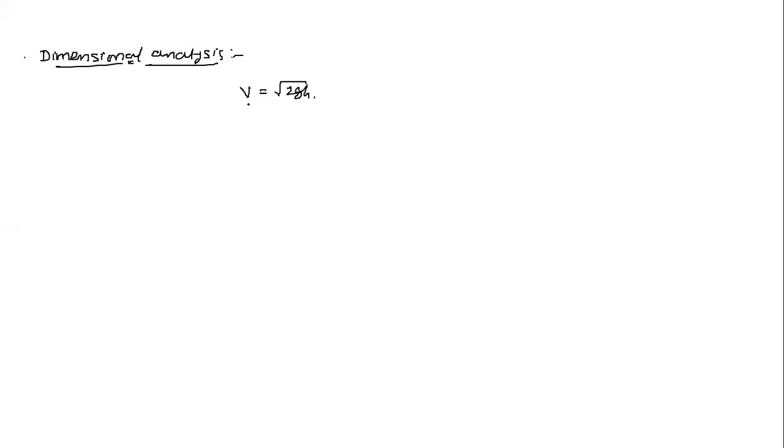So for this equation, we need to check the functional relationship between those three variables. Right now we know the relationship between v, g, and h. But if we have only the physical parameters v, g, and h, then we need to check the combination of those three variables such that a meaningful combination exists.